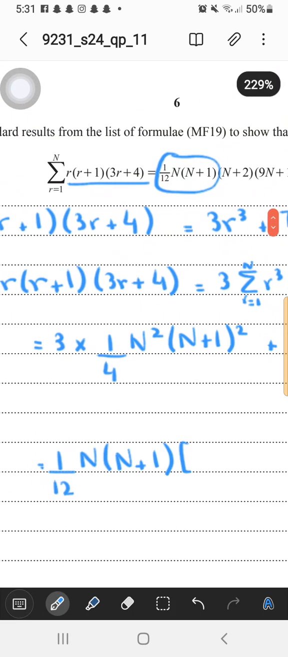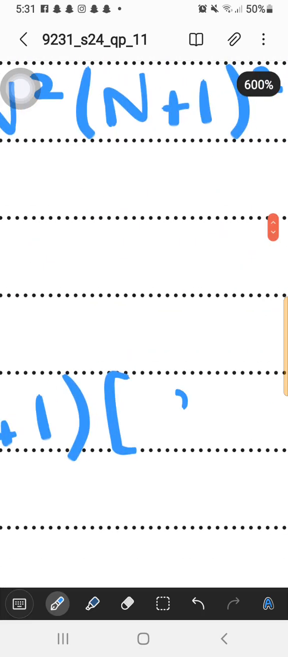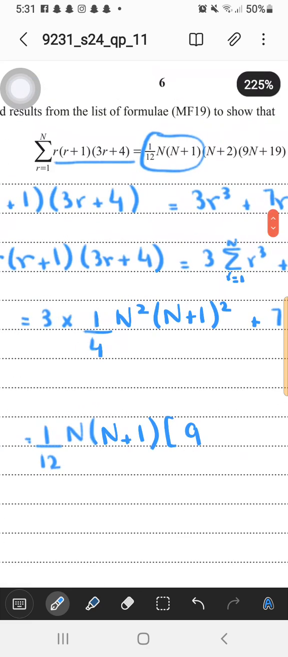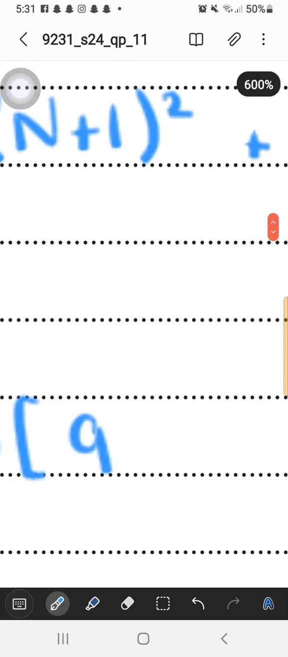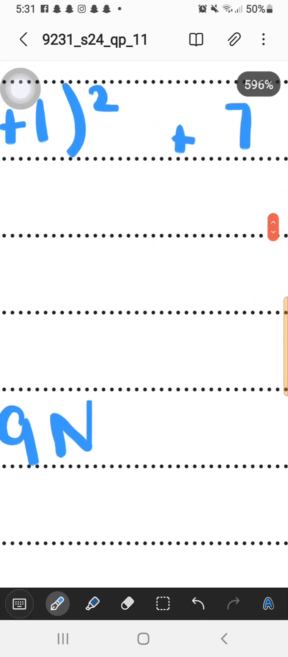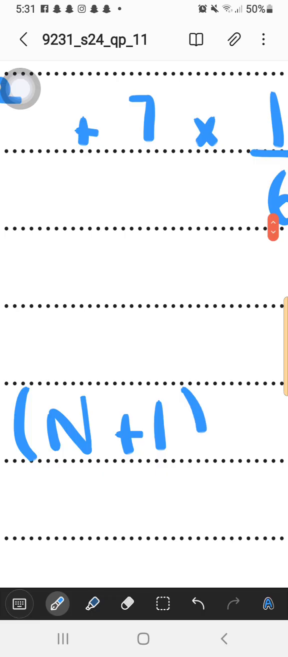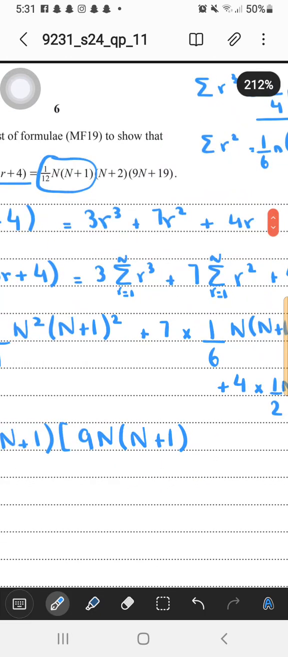So that was 3 upon 4. When 3 upon 4 is divided by 1 upon 12, here 9 will be this. As we multiply, you can see that 9 upon 12 is 3 upon 4. So we are getting 3 upon 4. Then, as there was a square on n, 1 n will be there, and there was n plus 1, so there is n plus 1. Okay, that was 7 upon 6.